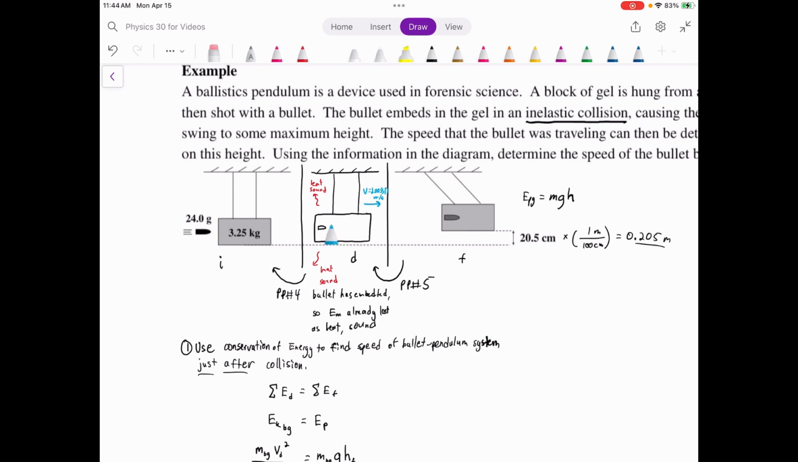So now we can use Physics Principle Number 4, conservation of momentum, to figure out how fast this bullet was moving, because we know how fast they move together afterwards and we know their mass. Therefore, we know their momentum here. So we can figure out the total momentum that must have been in the system here. So let's go ahead and do that now.